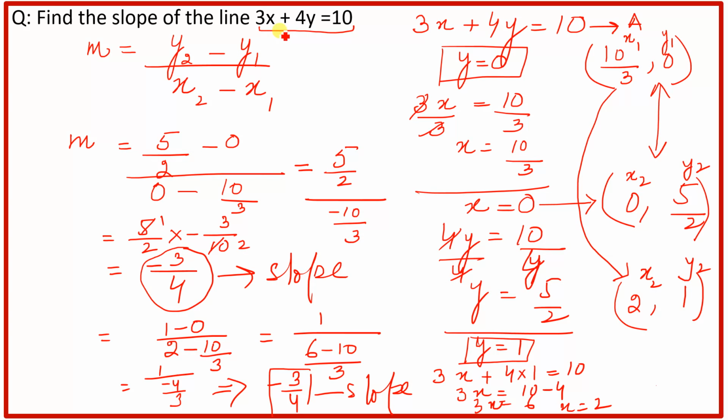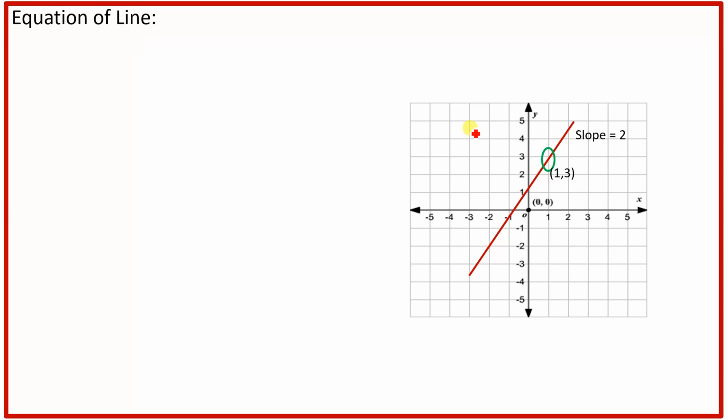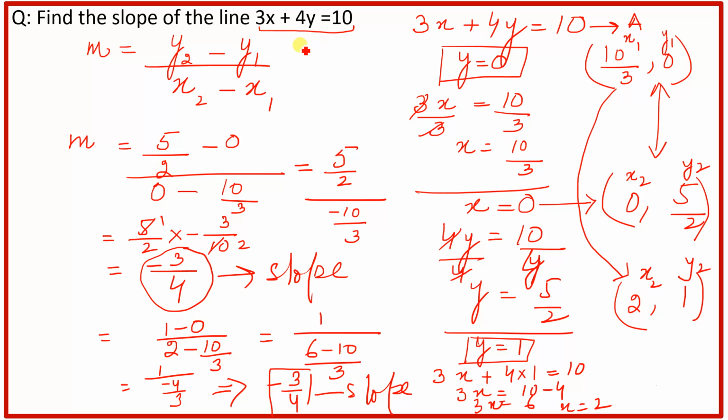We have solved here. See, the line equation was given, and the question was find out the slope. In the next example, we have a solution pair. We do not have the equation. We have the solution pair, which is 1 and 3. So see, in this point they intersect, 1 and 3. 1 represents the x-axis and 3 the y-axis. And the slope is given. We have to find out the equation.